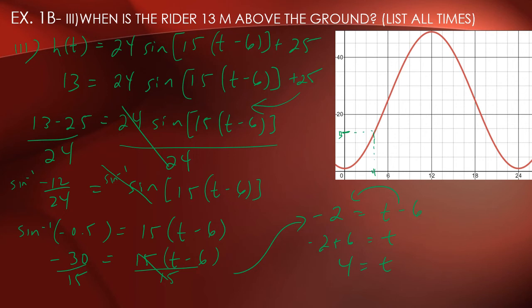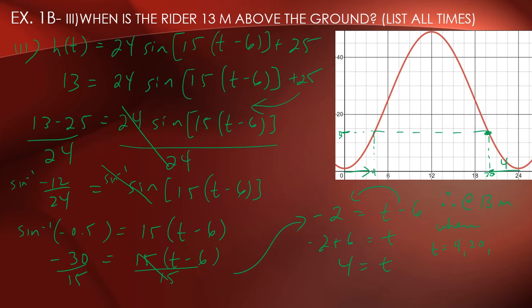And we're going to use symmetry again. 13, I hit it if I draw all the way across. I hit it again right there. Well, if from here to here is 4, and I know this is symmetrical, then I should be able to go 4 that way. What's 24 minus 4? 20. So the rider's at 13 meters when t equals 4 and 20.